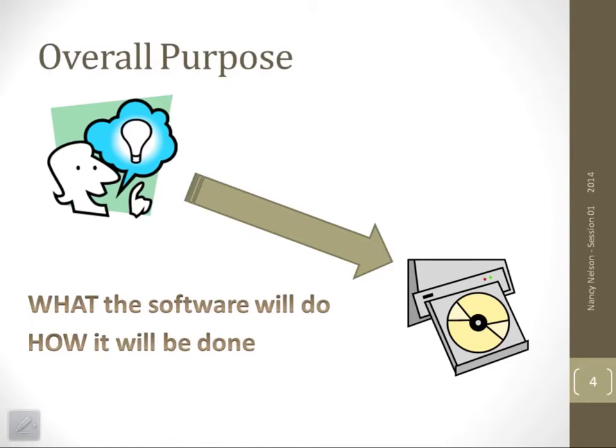So what's the overall purpose of our software design? Well, first thing is to get us from the idea in a very straightforward way through to our product, which is a program. And to do that, we need to do two things. We have to figure out exactly what the software will do and how it's going to do it.